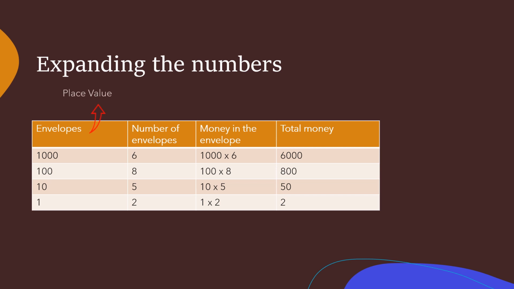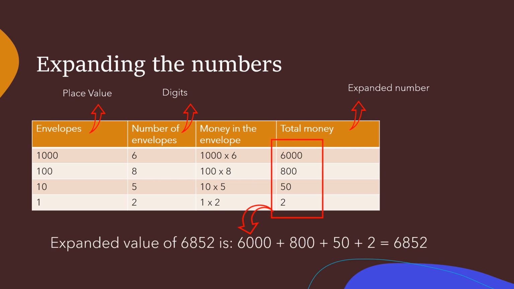Now if I look at the envelopes, they're actually the place values that we just saw. The number of envelopes is actually the digits, and the expanded form which we are going to learn is actually the total money in each of the envelopes. The expanded value of 6,852 is 6,000 plus 800 plus 50 plus 2, which is the money in each envelope. This is what we are going to learn today, how to expand the numbers. We just did that with an example of envelopes, but we will now do it for every other number.